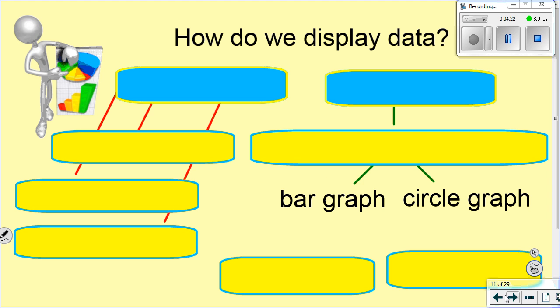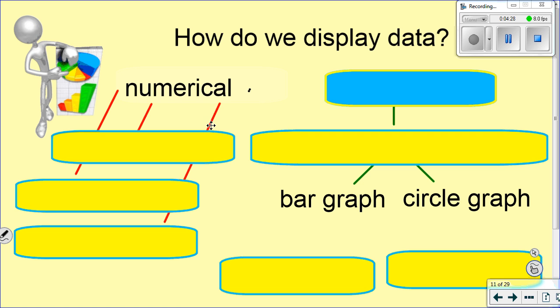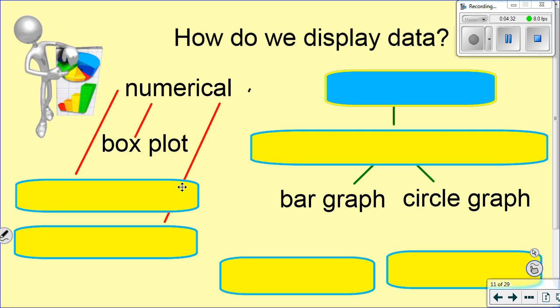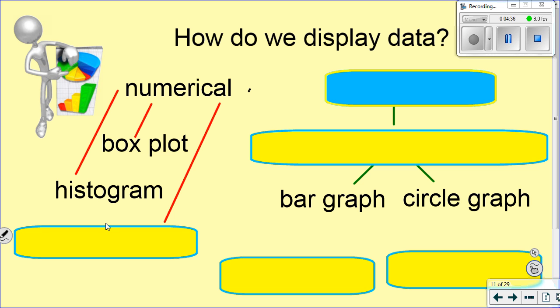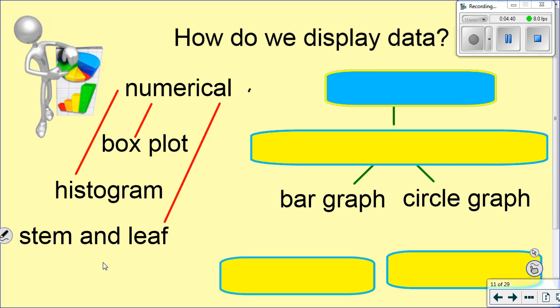All right. How do we display data? There are various ways to display our data. So for numerical data, we can use a box plot. We've learned that already, right? With our 5-number summary. We can create a histogram, which we've also used. And we can do a stem and leaf plot. Now I know that one was one we were a little bit fuzzy on. We couldn't quite remember what a stem and leaf plot was.